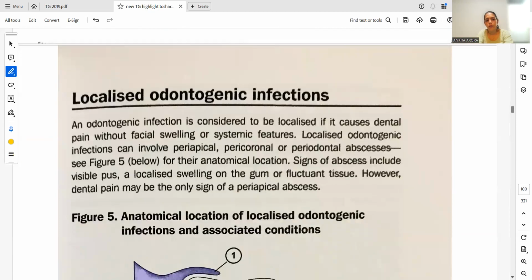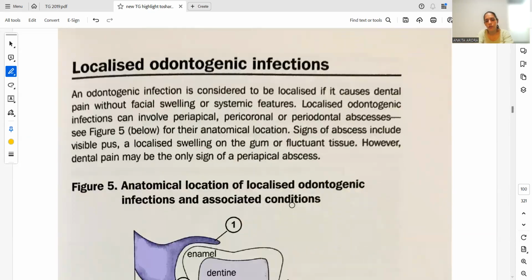Then we have odontogenic localized infections. We'll quickly go through this figure again. Odontogenic infection is considered to be localized if it causes dental pain without facial swelling or systemic features. Localized odontogenic infections can involve any of these areas: periapical, pericoronal, periodontal abscesses, for anatomical location. Signs of abscess include visible pus, a localized swelling on the gum, or fluctuant tissue. However, dental pain may be the only sign in case of a periapical abscess.